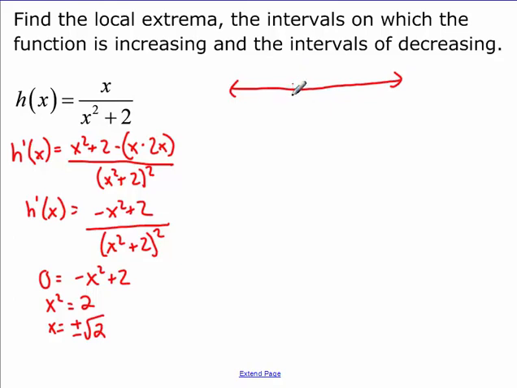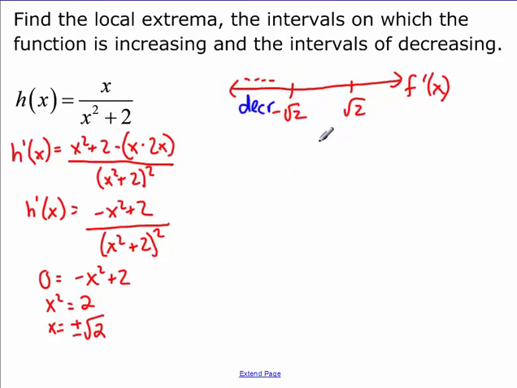Okay, so we have a negative root 2 and a positive root 2 that I'm testing on my first derivative. So say I plug in -2 into my derivative, which is down here, the bottom's always positive. So really we're just worried about the sign of the top. So if I plug in -2, we would have a negative. So therefore I'm decreasing on that interval.